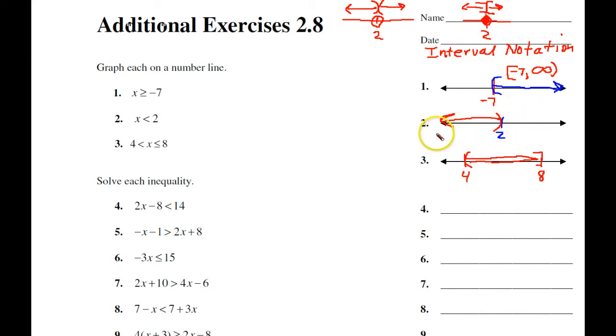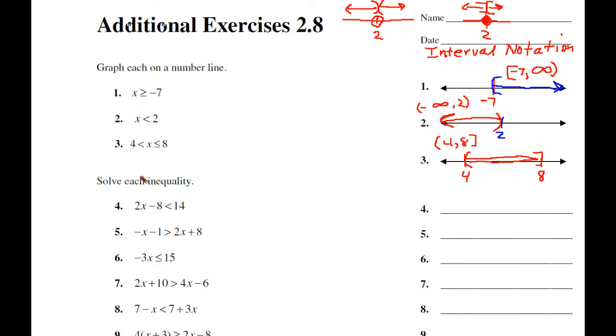And here it's coming from -infinity and going up to a 2. And again, we use the parenthesis right from the graph, indicating that 2 is not part of the set. And for this one, we're going to use a parenthesis at 4, a comma, and then an 8, and a bracket. So these are the interval notations, these are the graphs, and these are the inequalities.